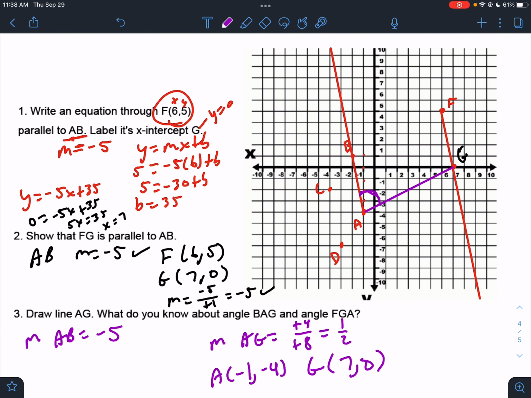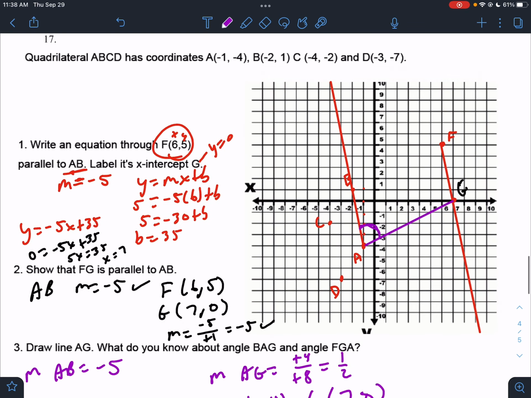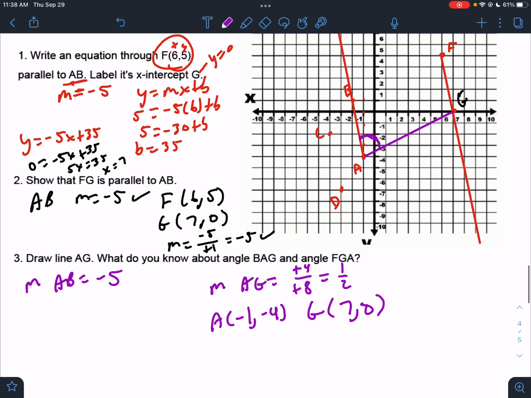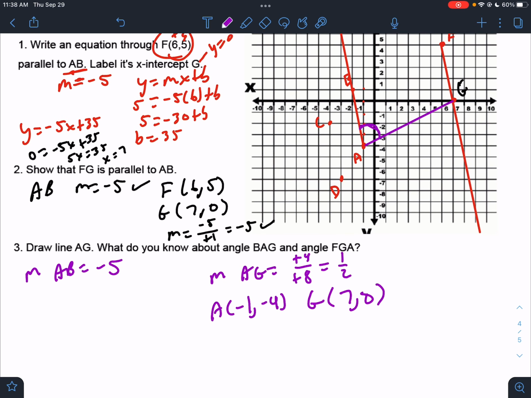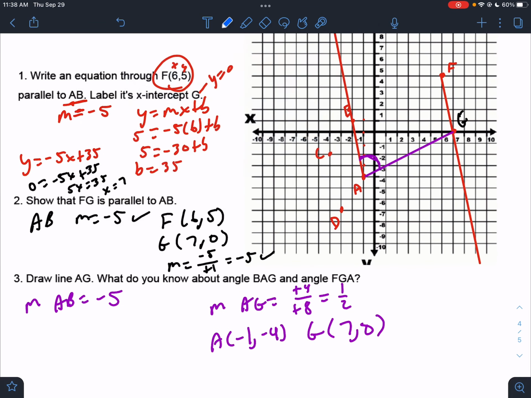So draw a line AG. A is at negative 1, negative 4. G is at 7, 0. Plus 4, plus 8. So what do we know about that angle? I'm not entirely sure what we know about that angle. Okay, where's angle FGA? I'm missing something here. Oh, here's angle FGA.